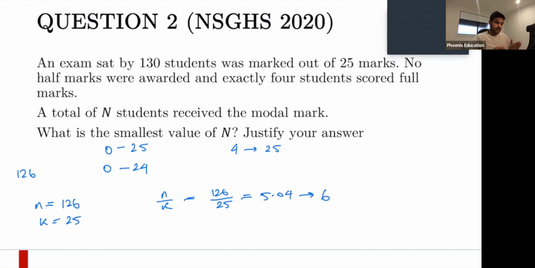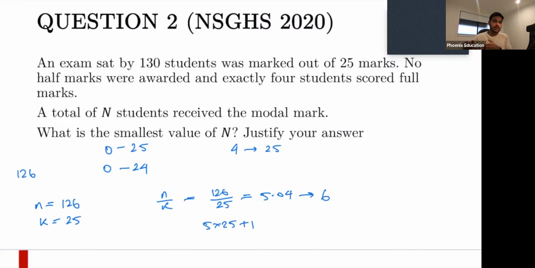So that means that another way to break this down, before we think about what this means, is as 5 times 25 plus 1. So what that means is that out of all the containers, you can place one student at a time in each of these containers, or marks from 0 to 24.